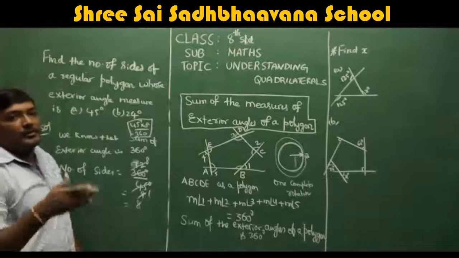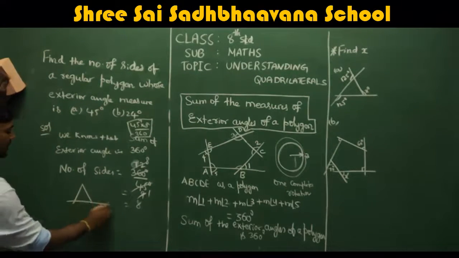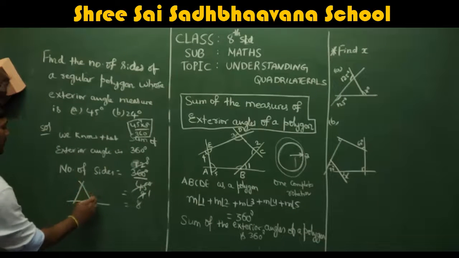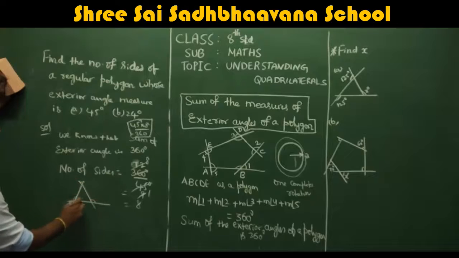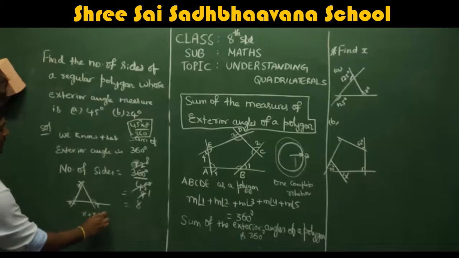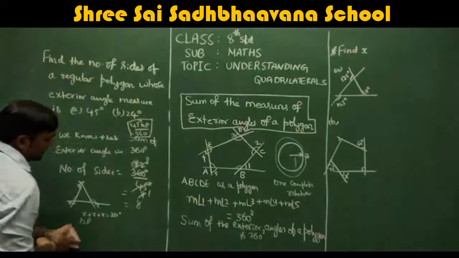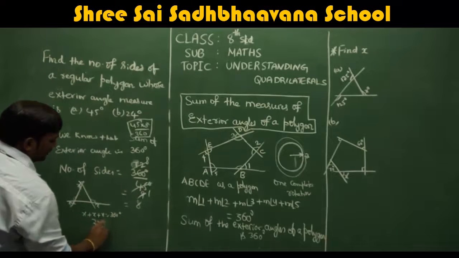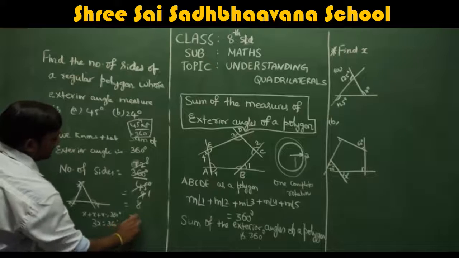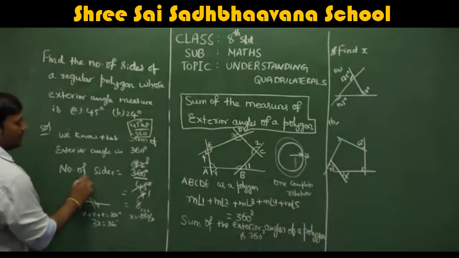It means 45 means all will be 45. Correct? For example, I will give an example for that. Equilateral triangle is there. I'm just giving an example. This angle is x, x, x. If you add all the exterior angles, it should be 360. Correct? Means it will make everything x only, right? All measures are same. So 3x is equal to 360. So x is equal to 360 by 3. 3 ones are 3, 3 twos are 6. So each angle makes 120.